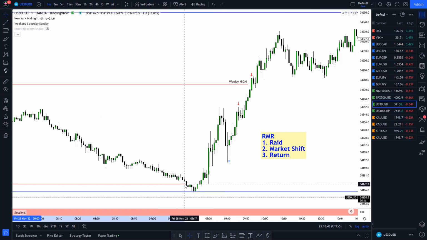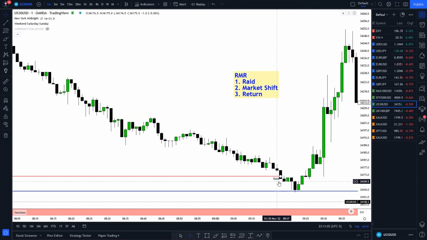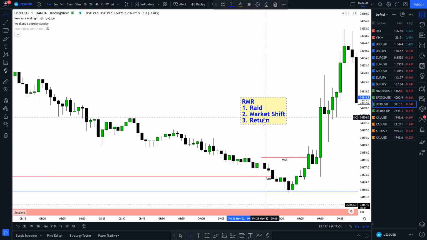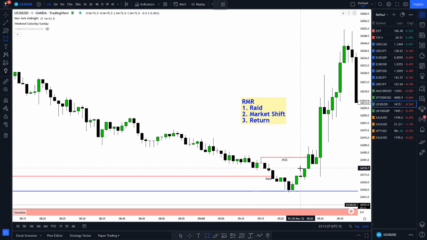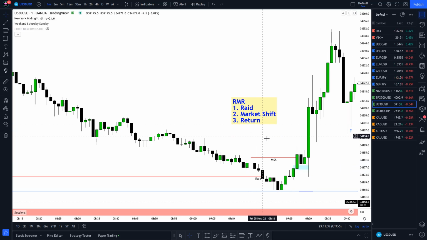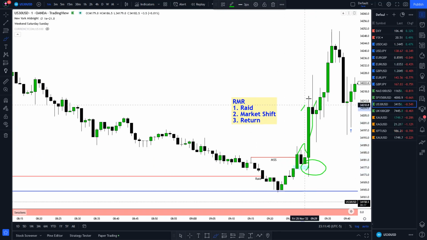I've just zoomed into a 1 minute chart, and after this bearish raid, we look for a bullish market structure shift to break a swing high, and we can see we have a few swing highs over here. These would be very short-term market structure shifts, but nonetheless it is still a bullish shift. Finally, after this market structure shift, we have a return area, in the form of a gap, which is this little blue box over here. As price retraces into that blue box, that's where we can place our long orders.